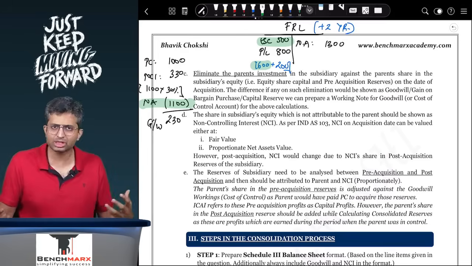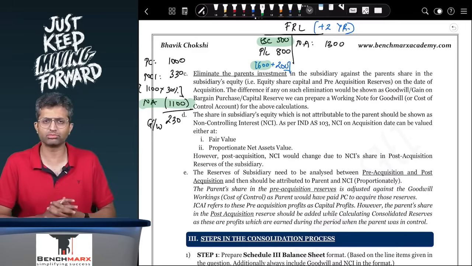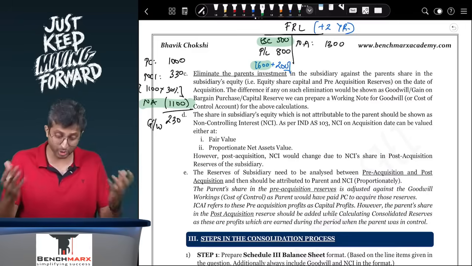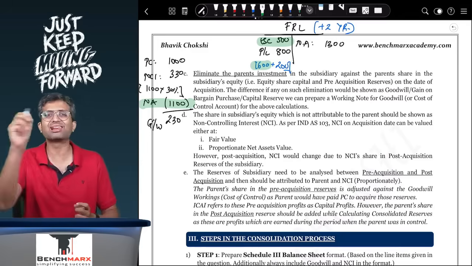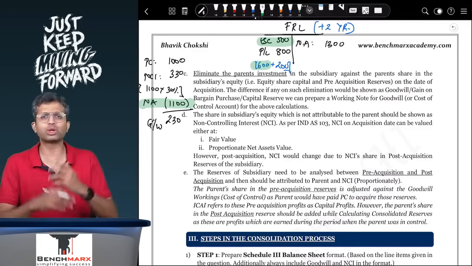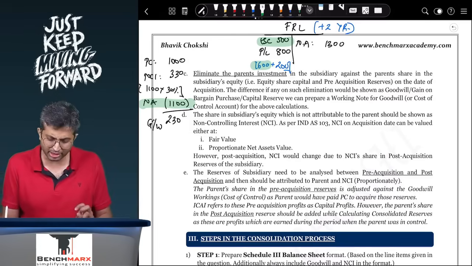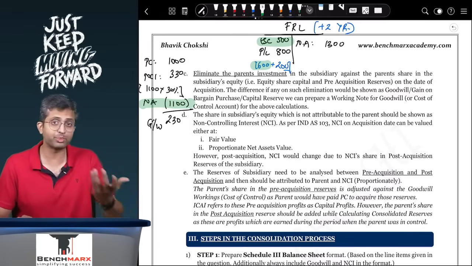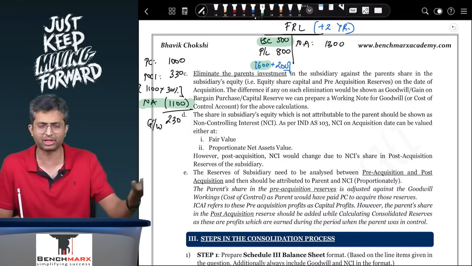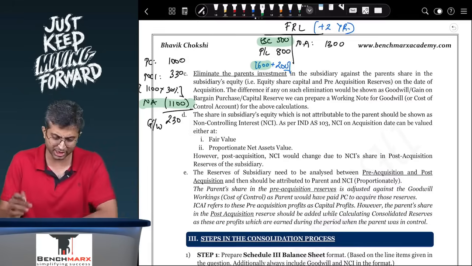Now, there are various ways in which you can do that. You can either prepare a statement like this when you have done what you have done in business combination, which will give you 230, or you can prepare a ledger account called cost of control, which will also give you 230, or you can prepare a statement. Whatever method you do, it will work as long as you're getting the same answer. So, for example, if we prepare a statement, I can also prepare a ledger, but that will just be various different ways of presenting the same solution.